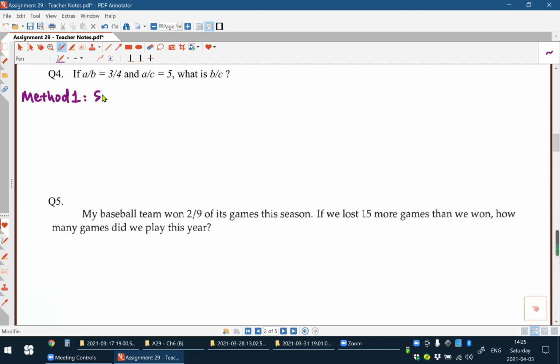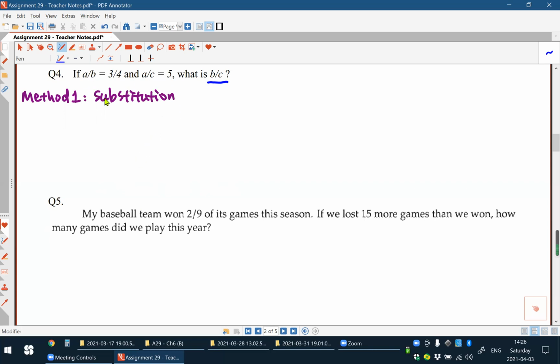Okay, method 1, we can use substitution. Why do we need to use substitution here? Because if you want to find B over C, it's better to solve B in terms of C. In that way, you can cancel C and get the ratio of B over C, right?